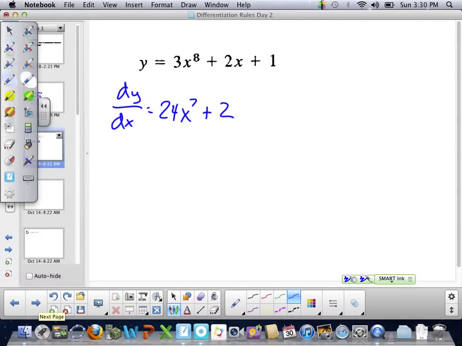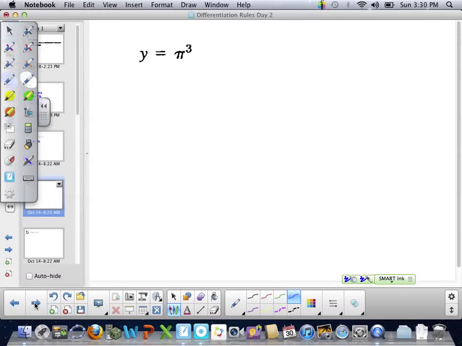All right. The next example, y equals pi to the 3rd. This one tricks a lot of people. Pi, remember, is constant. It never changes. It's always 3.14. So what we have here is y equals a constant. And what's the derivative of a constant? That's right. The derivative of a constant is 0.